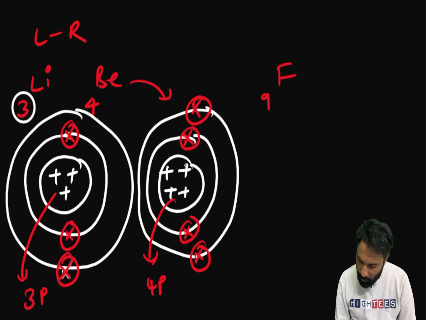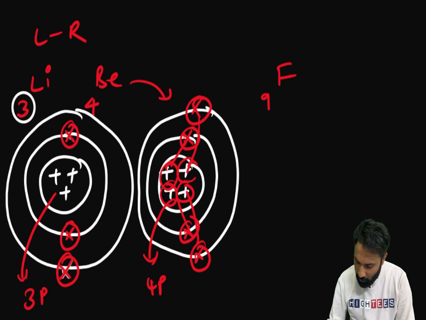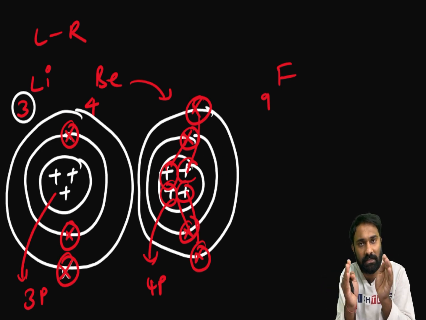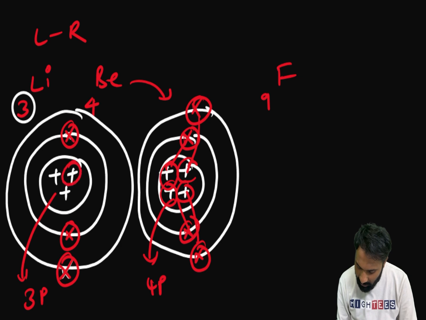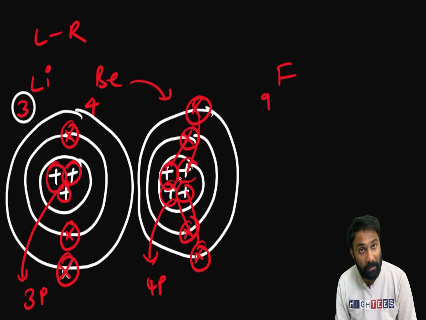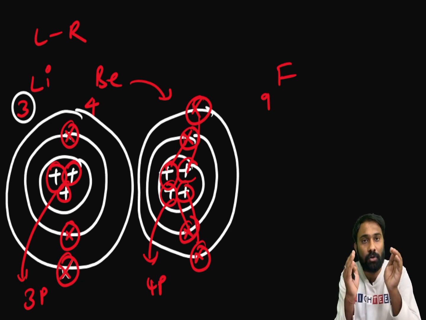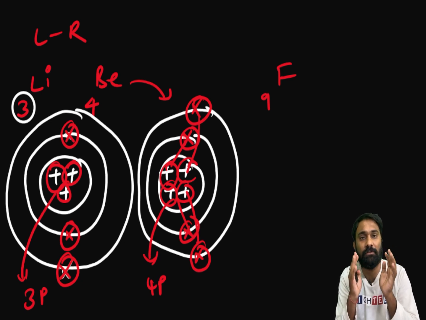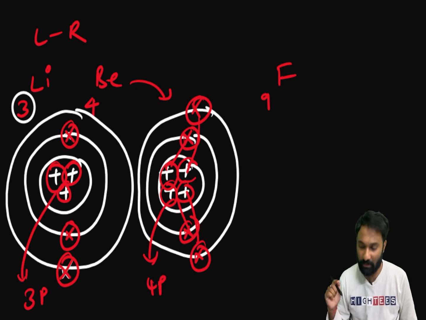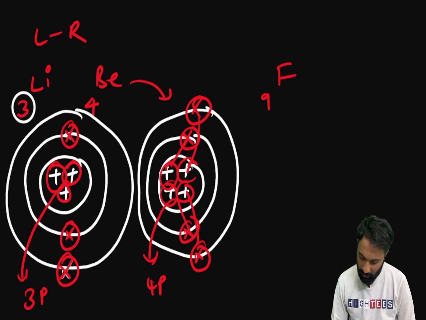Same thing here also, 4 protons are pulling the electrons towards themselves. What will happen to the shell size? Because of attraction, shell size will be decreased. Here only 3 protons are there. Compared with beryllium, the proton charge is less, so attraction is also less, so size will be more compared to beryllium. Comes to the fluorine case.